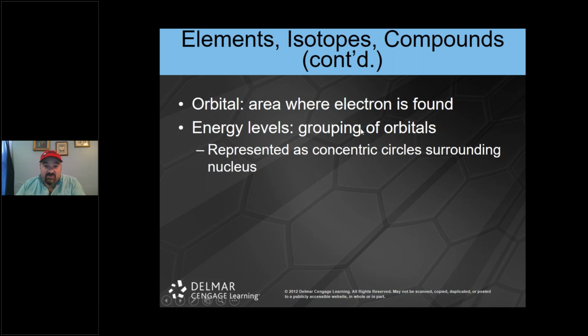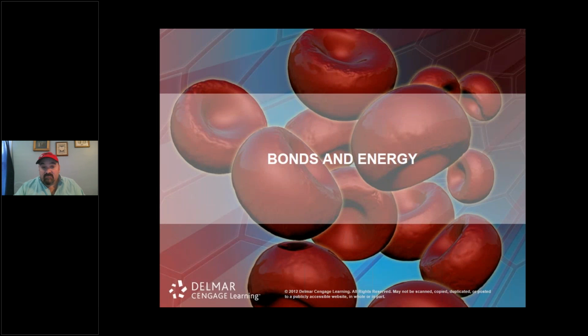The energy levels are the groupings of these orbitals, the orbits in which the electrons are moving, represented for our purposes as concentric circles surrounding the nucleus. The nucleus, again, contains the protons and the neutrons.